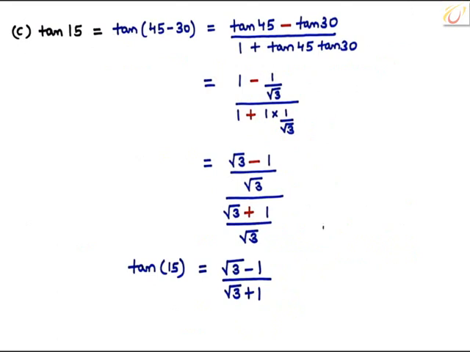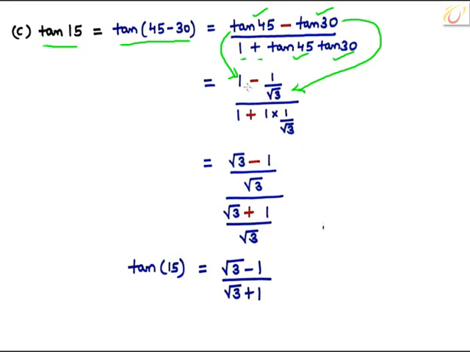Let us look at this sum, tan 15. So how will we solve tan 15? Tan 15 can be written as tan 45 minus 30. So the tan A minus B formula is tan A minus tan B upon 1 plus tan A multiplied by tan B. So what is the value of tan 45? Value of tan 45 is 1. What is the value of tan 30? Value of tan 30 is 1 upon root 3.